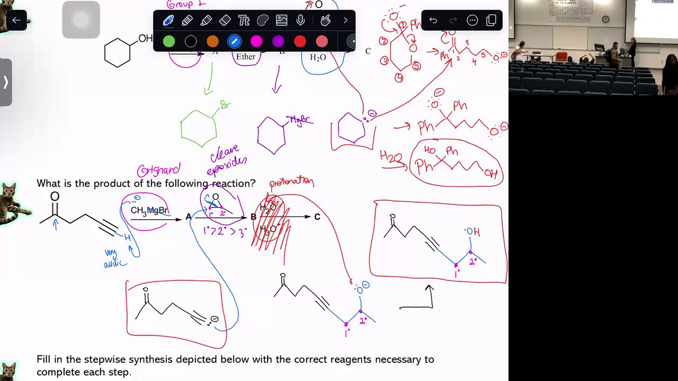For the last one, is each of the reagents going to be used just once, or can they be used more than once?